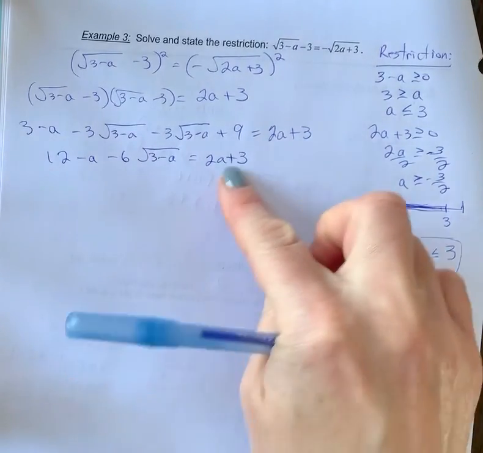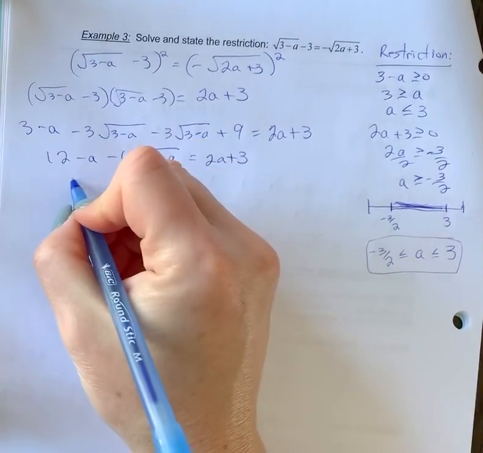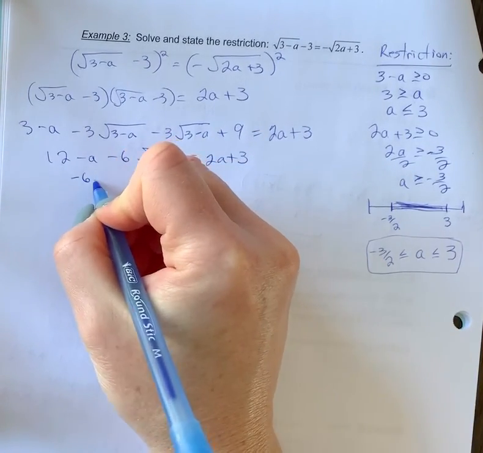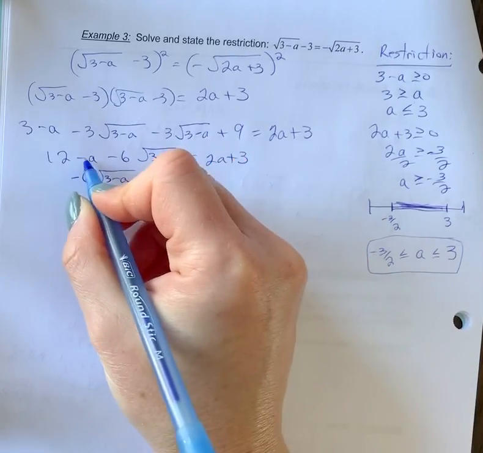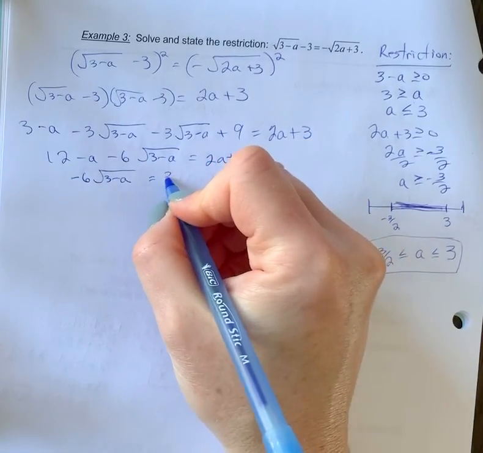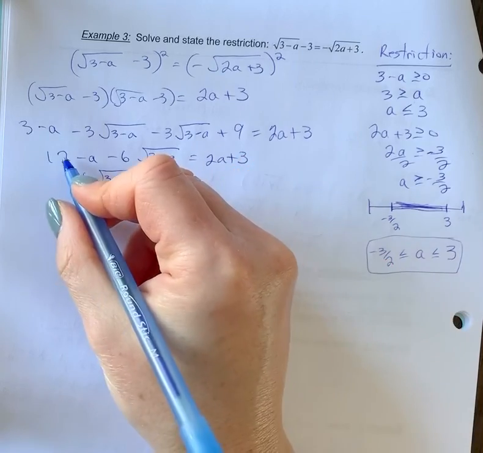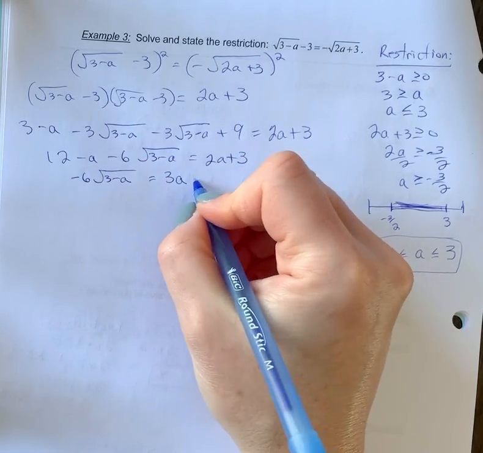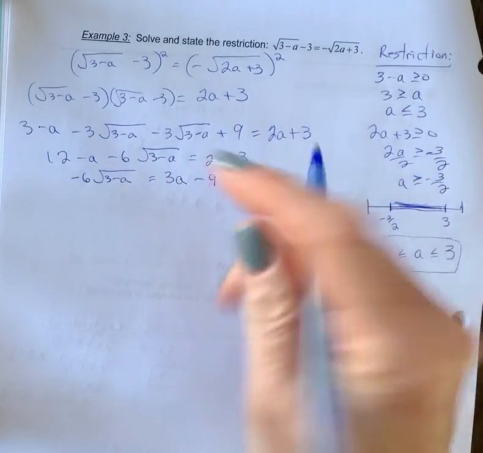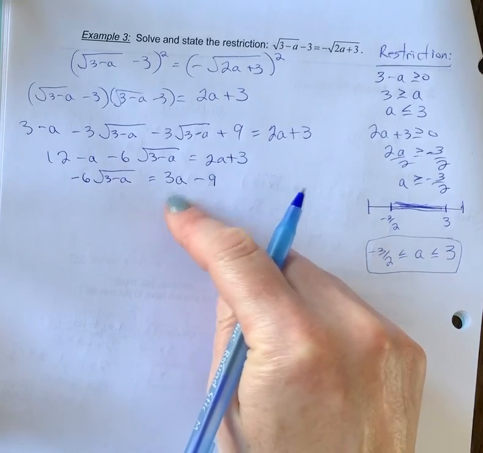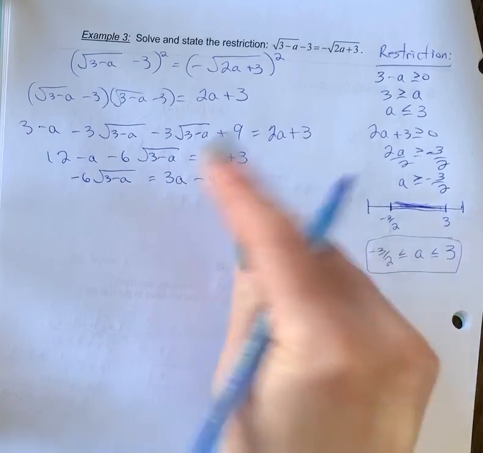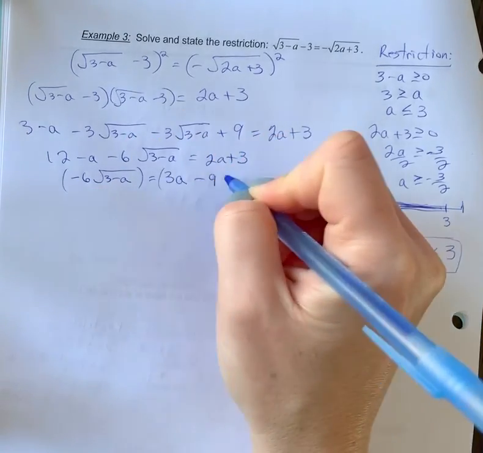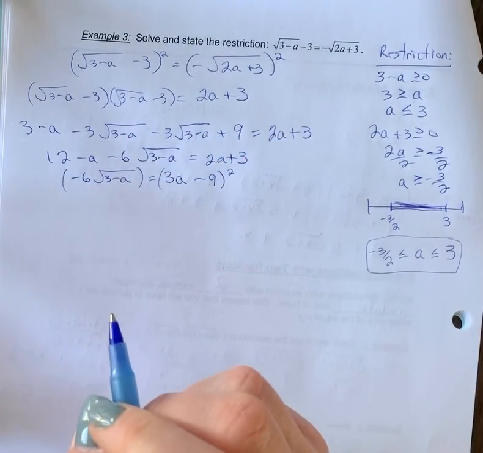Isolate the radical. So we're going to move the 12 over and the a over. So -6 square root of 3 minus a is going to stay there. 2a, we're going to add an a, so we get 3a. Move the 12 over, so 3 minus 12 gives me 9. Okay, again, I could divide off the -6, but then I'd have fractions over here. So you could also look for a greatest common factor, but these are small enough numbers that I'm going to just jump to square rooting both sides.